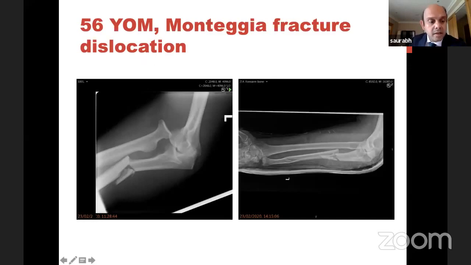So another case, I think this was February earlier this year, 56. You can see there's a Monteggia, the radial head has come out anterior, fracture there. And you see the whole forearm, there's another fracture there. So both these fractures need to be addressed.